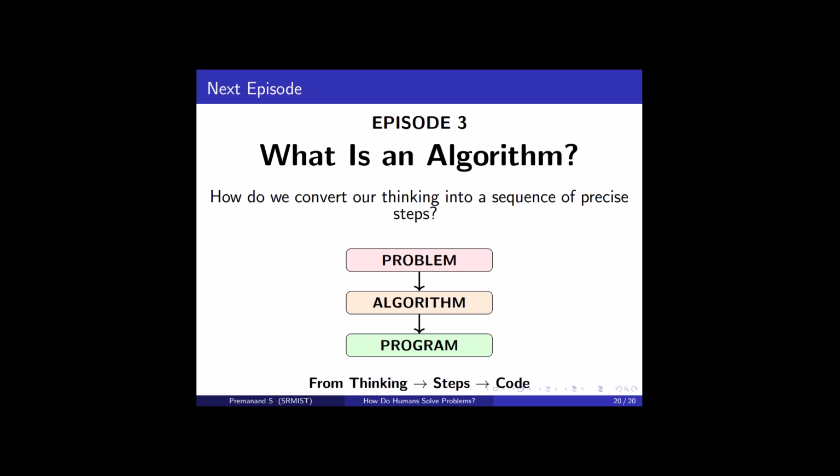Today we have spent the entire episode understanding the first part and preparing ourselves for the second. The problem tells us what, the algorithm tells us how, the program communicates that how to the computer. So naturally our next question will be algorithm. So now we arrive at the next step.